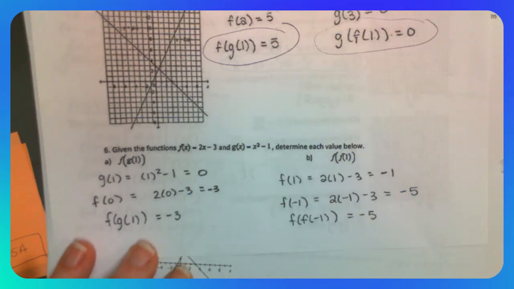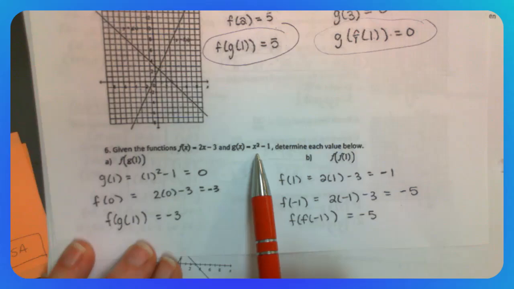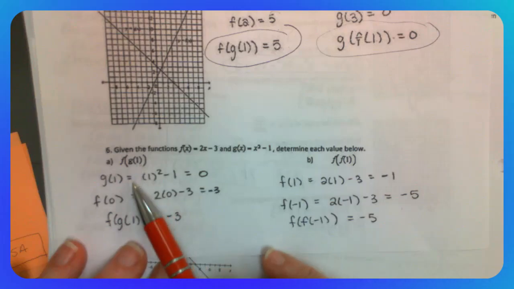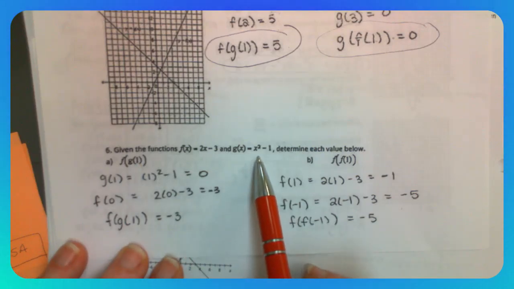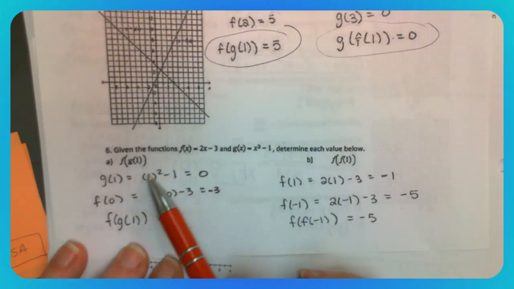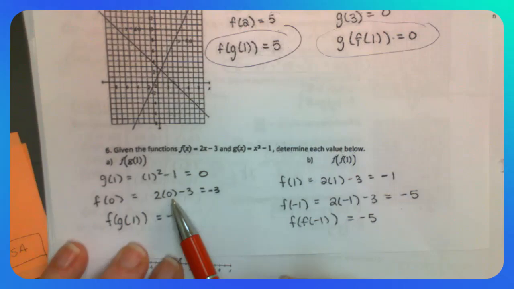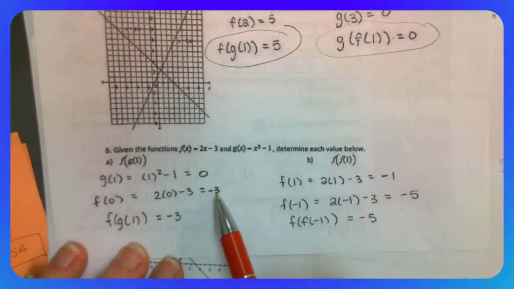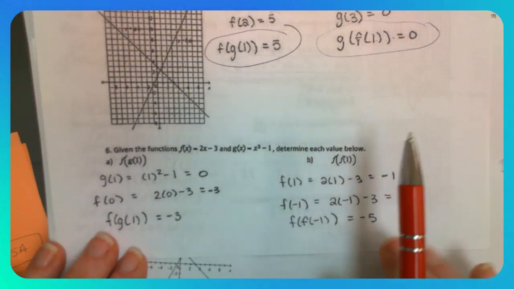All right, question number 6. Given the functions f of x equals 2x minus 3 and g of x equals x squared minus 1, determine each value below, f of g of 1. Okay, so we're going to work from the inside out, this time algebraically. Put 1 into g of x. So you have 1 squared minus 1, you get 0. Put that 0 into function f. Function f is 2x minus 3. So 2 times 0 minus 3, and you get a negative 3. So f of g of 1 is negative 3.